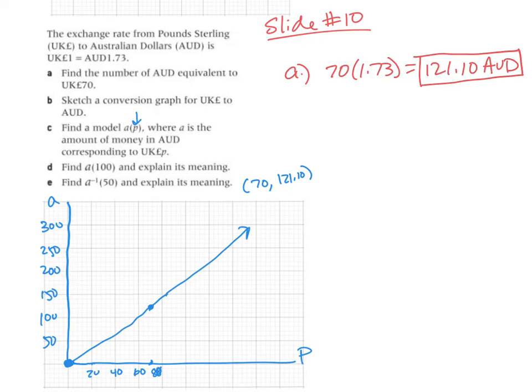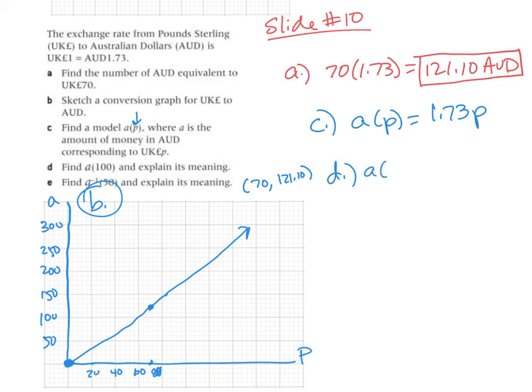Letter C says find a model A of P. Well, A of P would be when we just take those British pounds and multiply it by 1.73. So A of P would be 1.73 P. And then letter D says find A of 100. So we just put 100 in for P, and that would be the decimal point 2 places to the right.